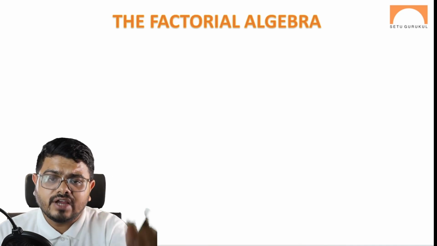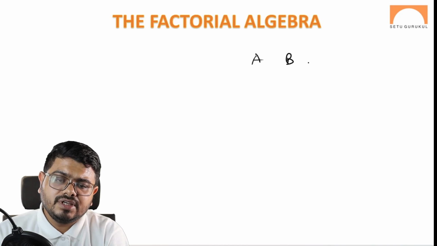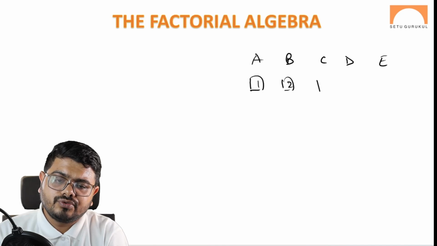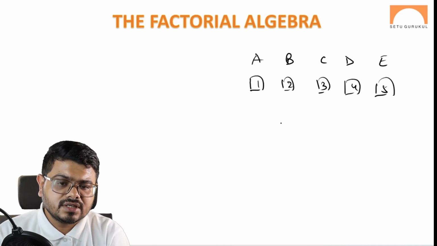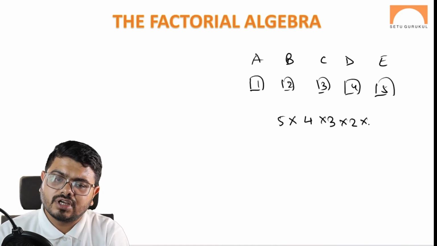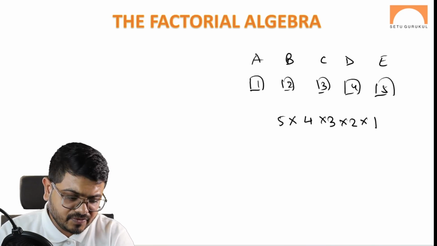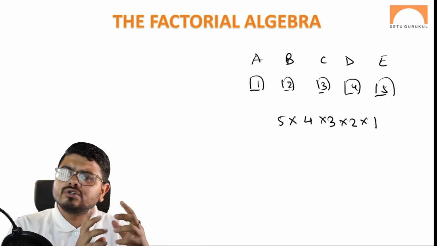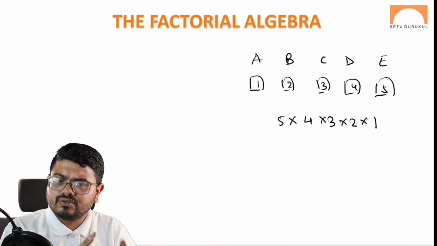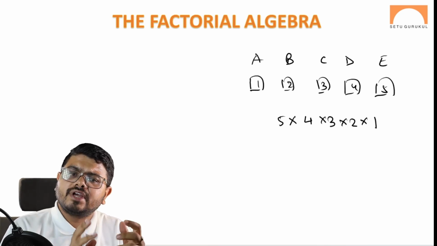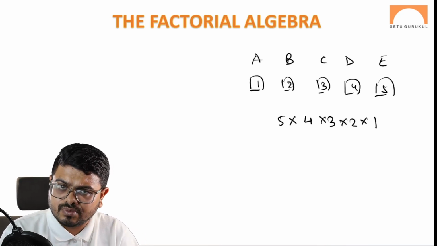Similarly, if I go for five of them, A, B, C, D, E, chair number one, two, three, four, five, it's very easy to guess that there would be 5 times 4 times 3 times 2 times 1 choices. So this is going to form a very, very important tool in the path of combinatorics and understanding it. And this is what we actually define as factorial algebra.